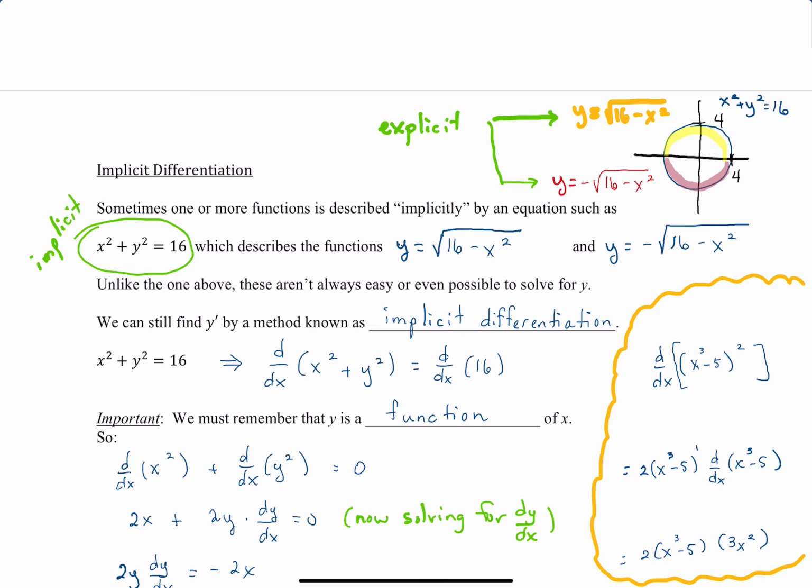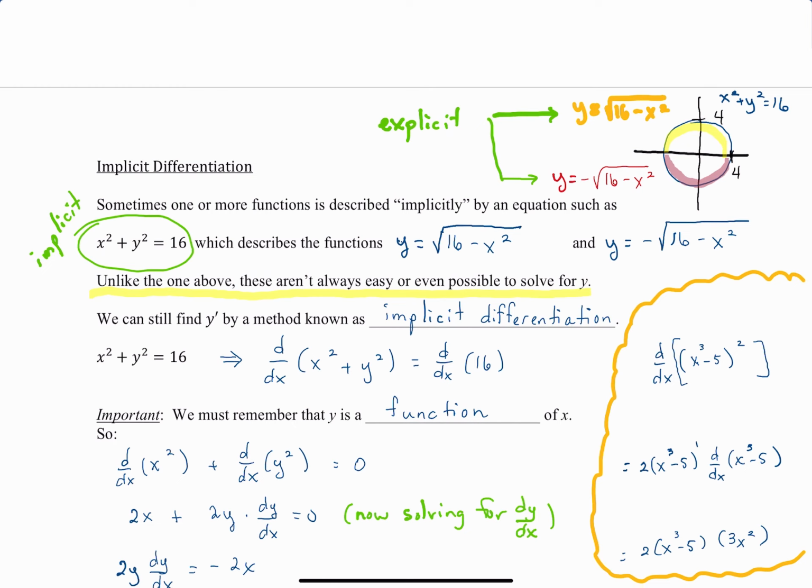Now, unlike the formula we were just dealing with, these are not always easy or even possible to solve for y. But we can still find y prime by a method known as implicit differentiation. Let's try it out on our x squared plus y squared equals 16 formula, even though we could go up to our explicit formulas for y and just differentiate in the usual way. But let's see how this implicit differentiation business works.